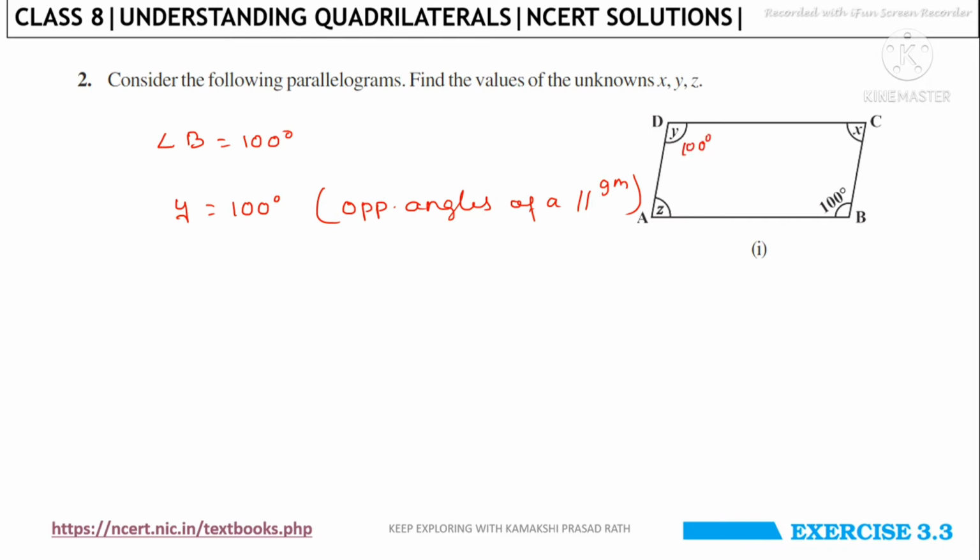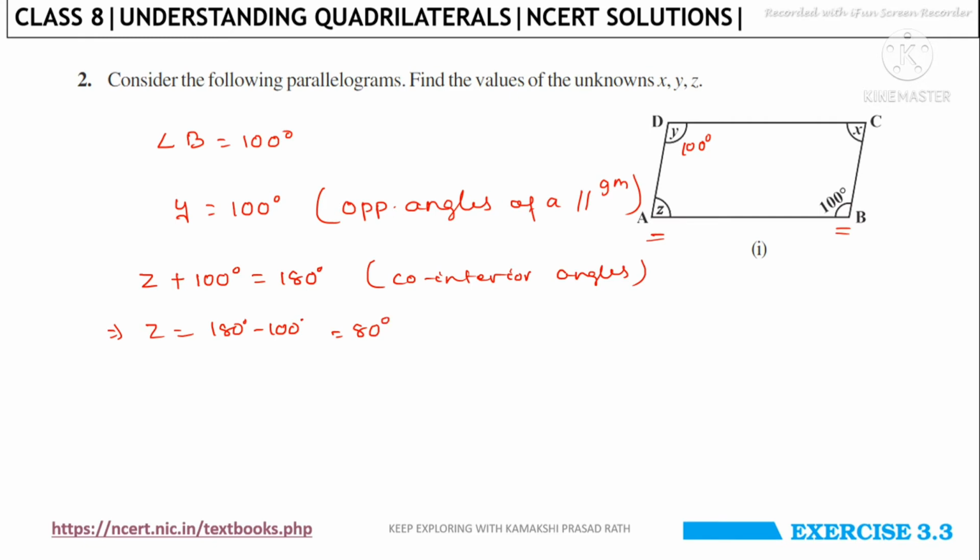Now here, using this angle B, we can find angle A also. So we can say z plus 100 is equal to 180 degrees, as you can see, they are co-interior angles, or the adjacent angles of a parallelogram, or angles on the same side of the transversal. So z plus 100 is 180. So z equals 180 degrees minus 100, we get 80 degrees. So z is also 80.